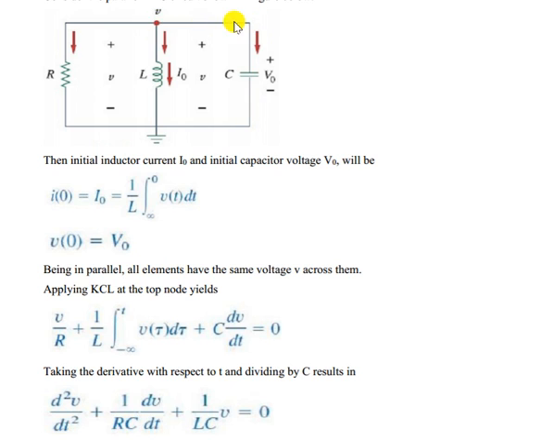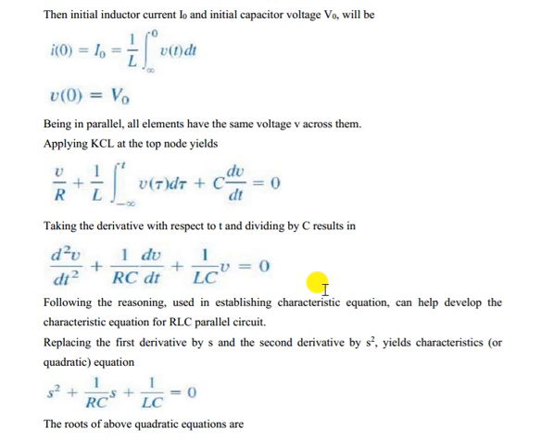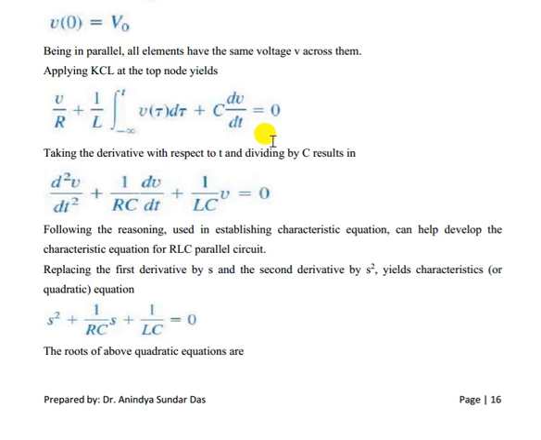Okay, this is your point, which is V. The current is V by R, plus the inductor current, which is 1 by L integration of V dt, plus the capacitor current, that is C dV/dt. Okay, now we can differentiate this expression and divide by C.